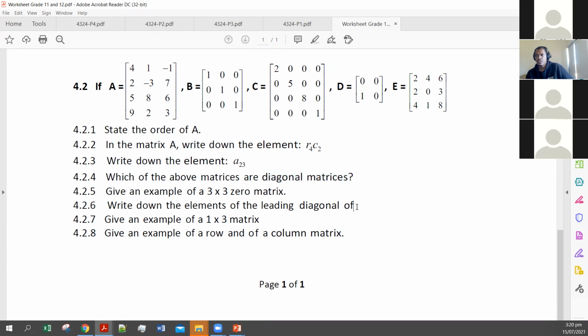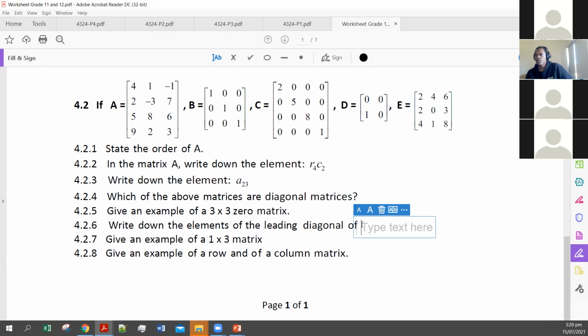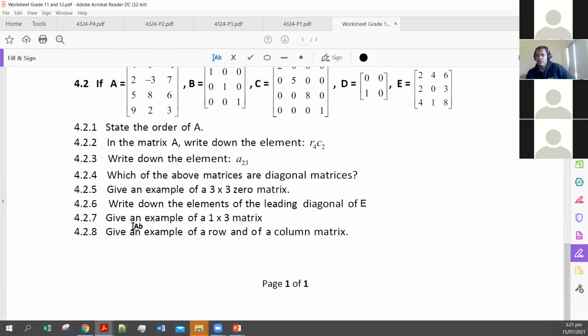Sorry, this question is incomplete. Let me just edit it in here as well. And this we will say E. Sorry about that, this was not complete. I'll just rectify that, and when I upload it, we will have the correct one.